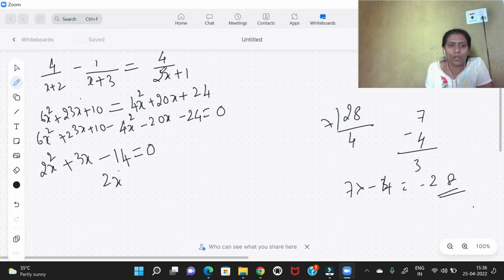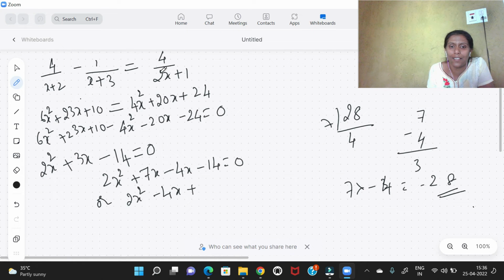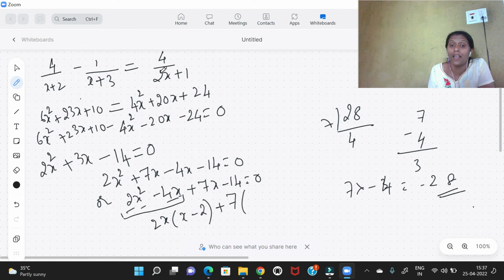Therefore, it is 2x square plus 7x minus 4x minus 14 is equal to 0. Or I can also write like this. So take 2 out and take x out from this term. 2x is out. So x minus 2 is remaining. Again the same thing here. Out of 7 and 14, you can take 7 out and x goes in, next 2 goes in, is equal to 0.